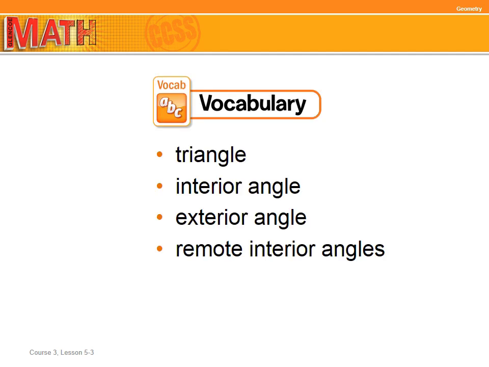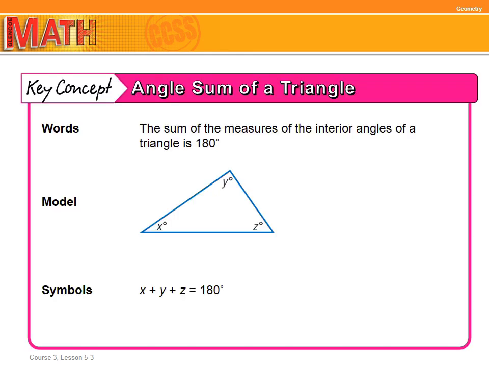There are 4 vocabulary words in this lesson: triangle, interior angle, exterior angle, and remote interior angles. Key concept: angle sum of a triangle. In words, the sum of the measures of the interior angles of a triangle is 180 degrees. So here's our model. We have a triangle, and this applies to all triangles.